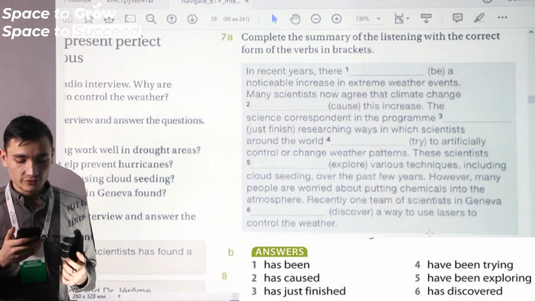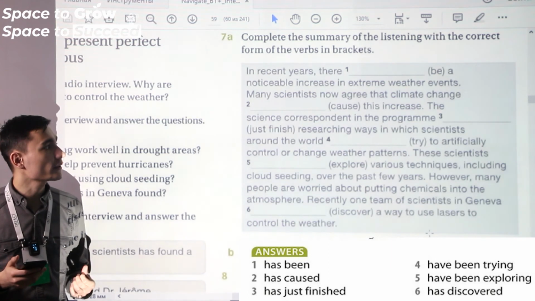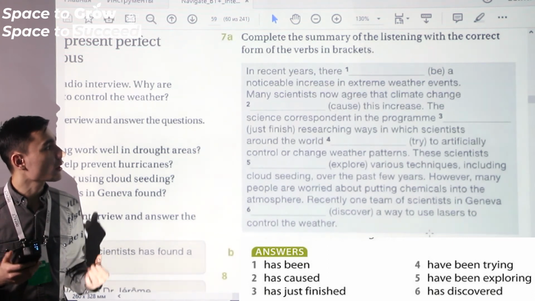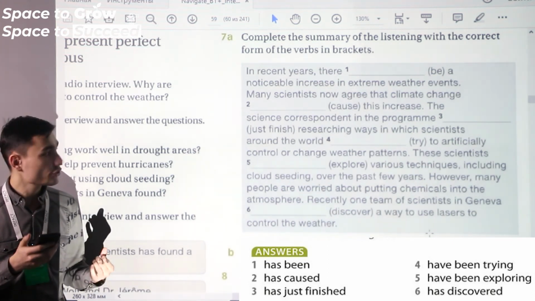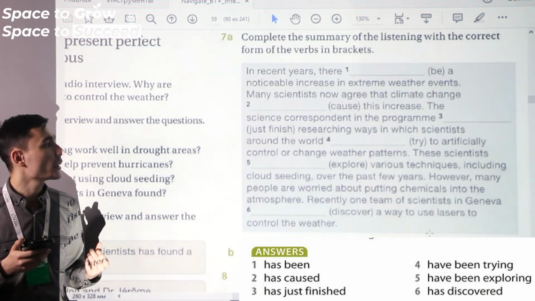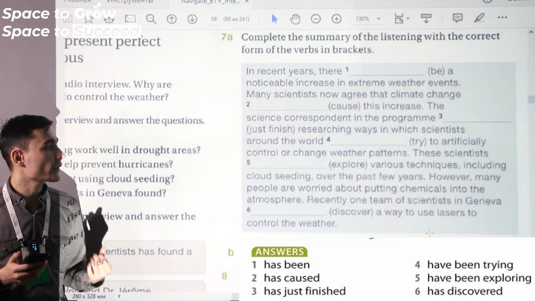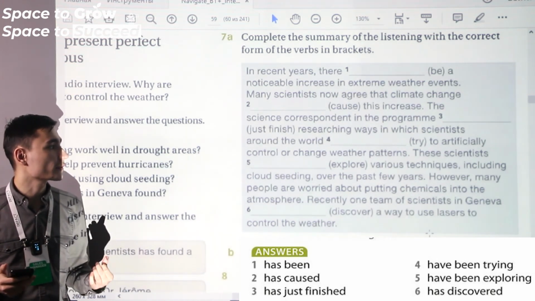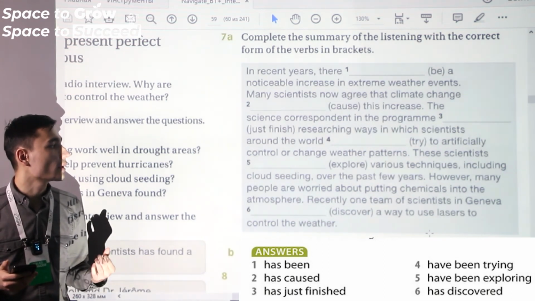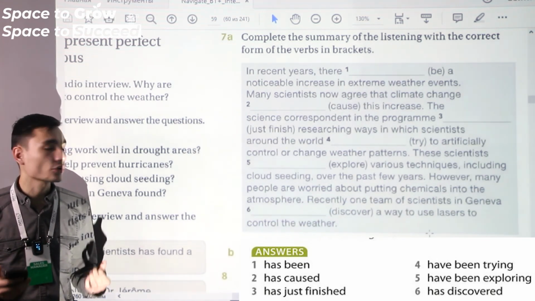In recent years, there has been a noticeable increase in extreme weather events. Many scientists now agree that climate change has caused this increase. And the science correspondent in the program has just finished researching ways in which scientists around the world have been trying to artificially control or change weather patterns. The scientists have been exploring various techniques, including cloud seeding, over the past few years. However, many people are worried about putting chemicals into the atmosphere. Recently, one team of scientists in Geneva has discovered a way to use lasers to control the weather.